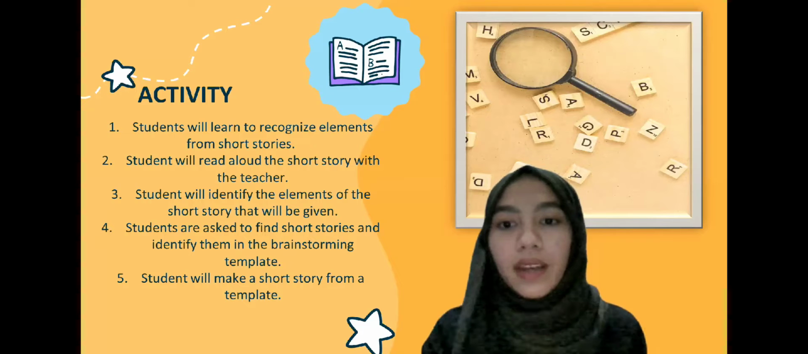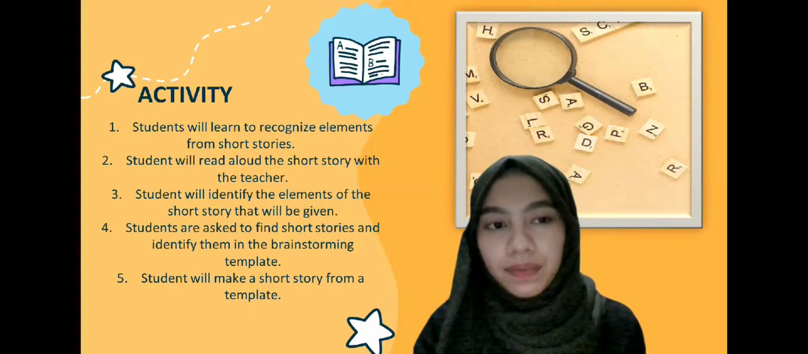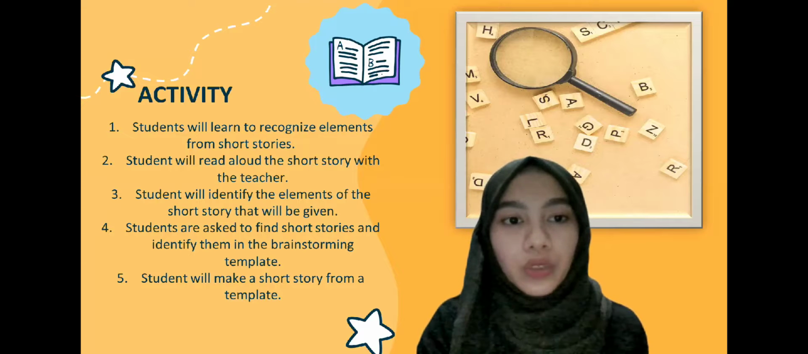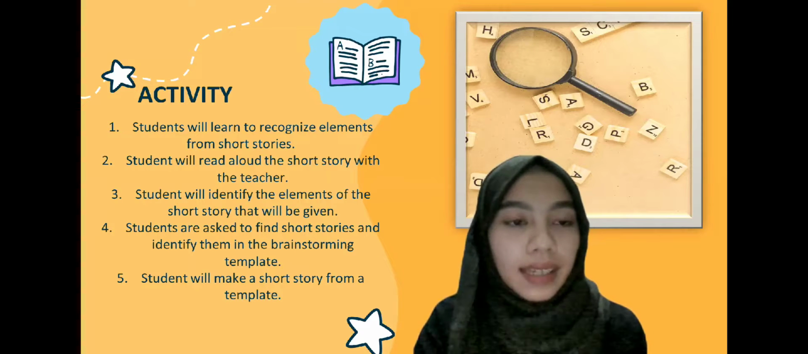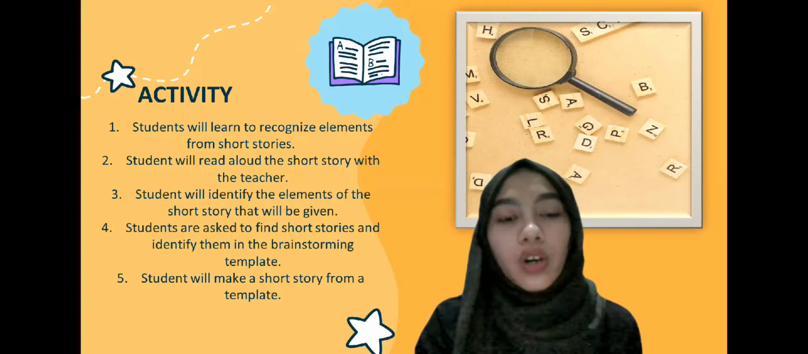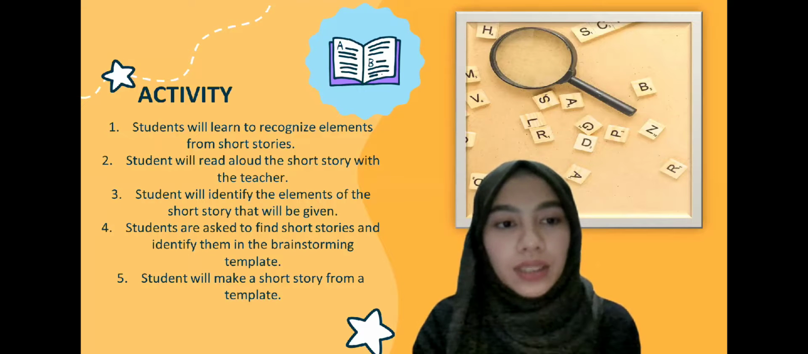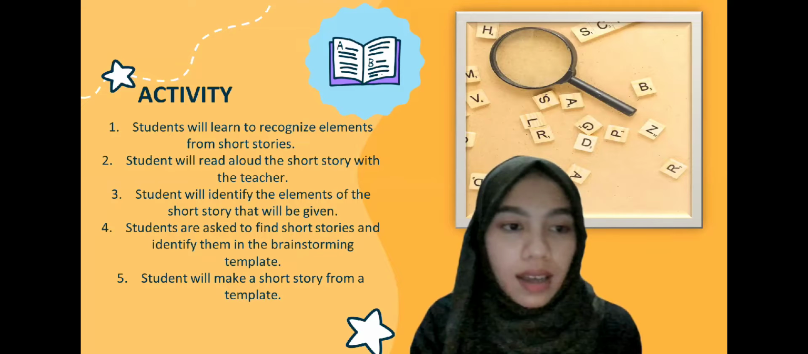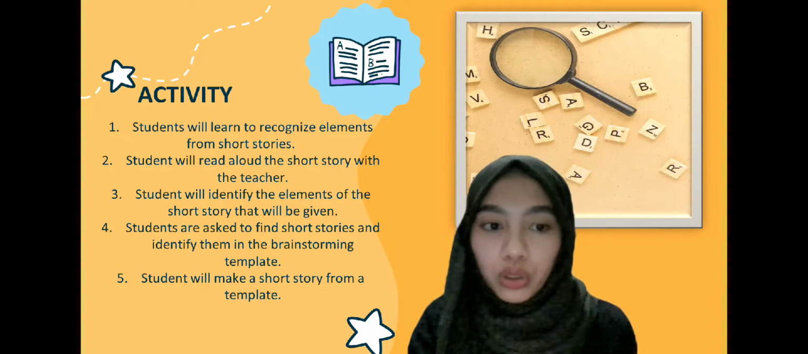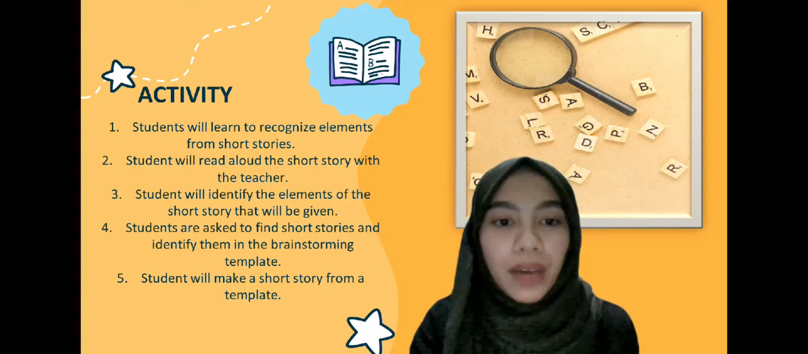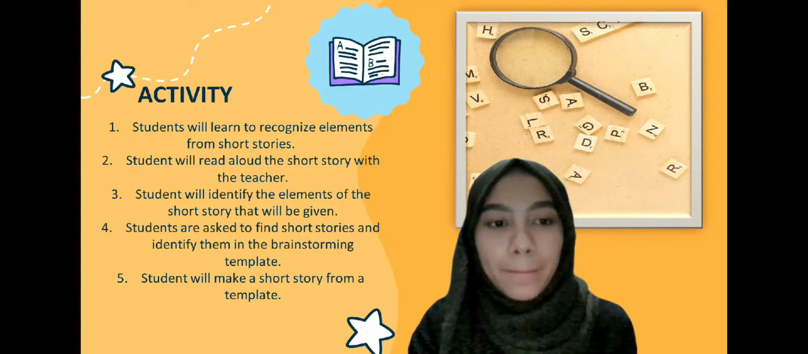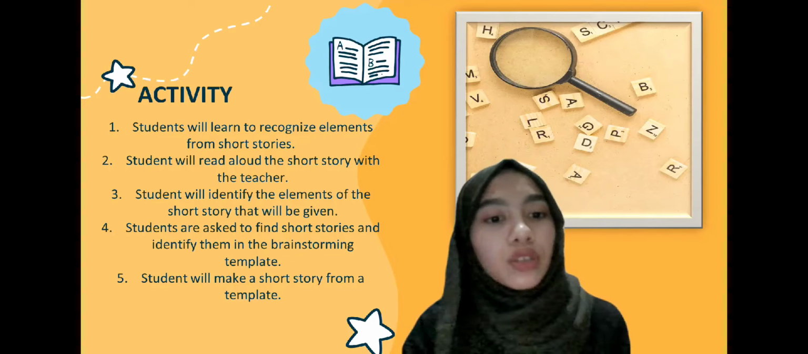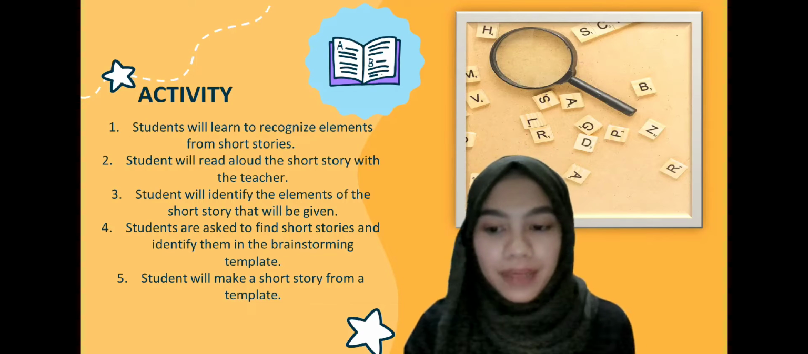First, I will explain about the activity. Number 1, students will learn to recognize elements from the short stories. Second, students will read aloud the short story with the teacher. Third, students will identify the elements of the short story that will be given. And 4, students are asked to find a short story and identify them in the brainstorming template. And 5, last but not least, students will make a short story from a template.